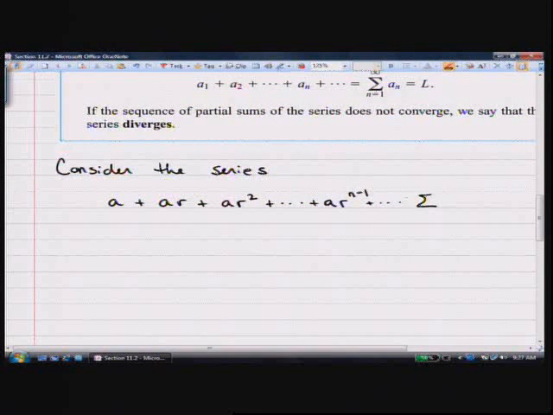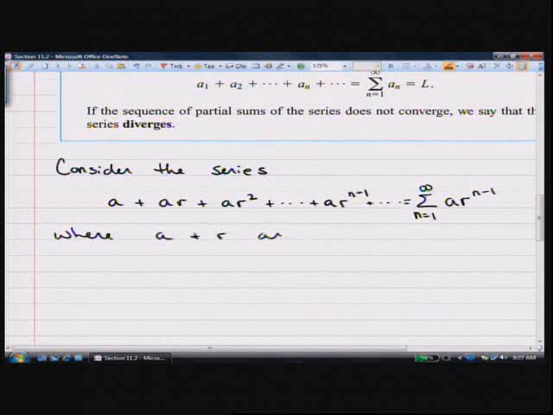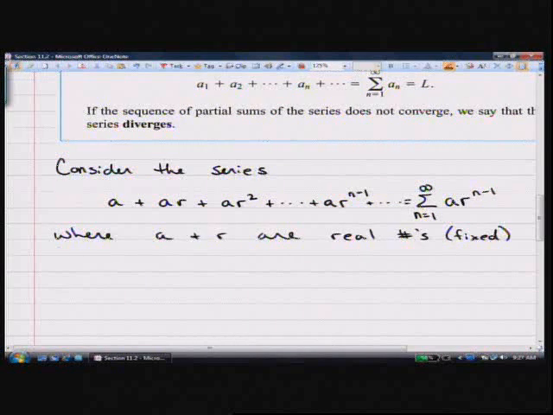And so we could describe this as the series, or the sum from n goes from 1 to infinity of a r to the n minus 1. And a and r are real numbers, and they're fixed. And of course, we don't want a to be equal to 0 because that's kind of dumb. Then this ratio r, it can either be positive or negative. It's just some number.